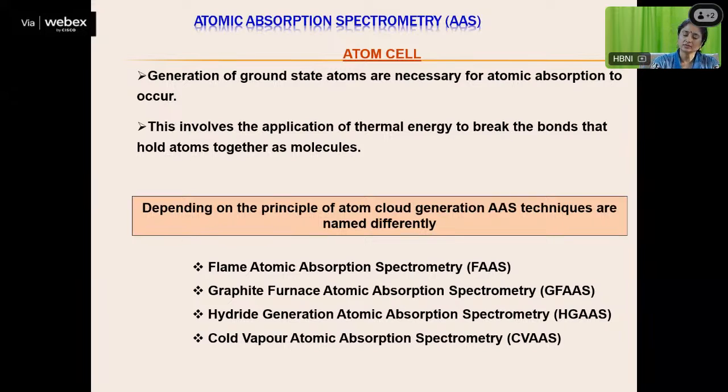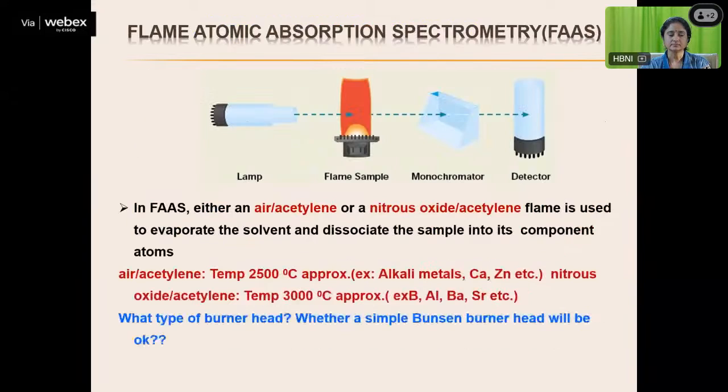So depending on the formation of atoms, atomic absorption can be divided into 4 types: flame atomic absorption, graphite furnace atomic absorption, hydride generation atomic absorption, and cold vapor atomic absorption spectrometer. So now let us see each one by one. Now flame atomic absorption: here this is the hollow cathode lamp, and this is the flame with the sample. This is the monochromator, and this is the detector.